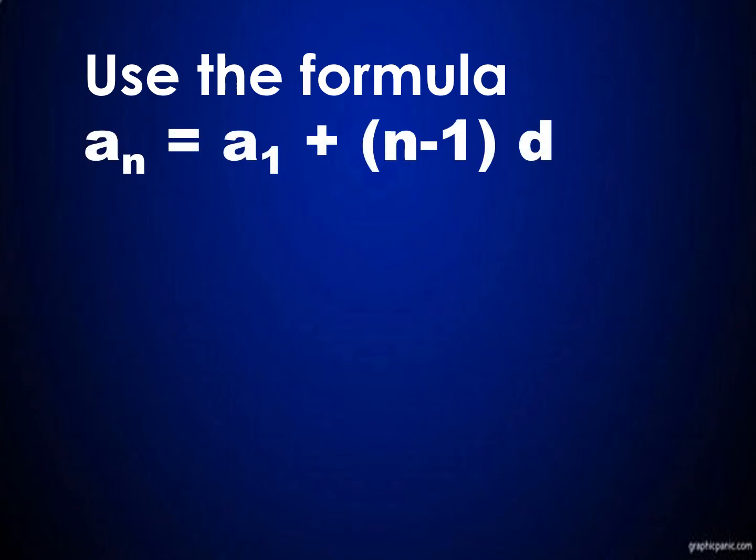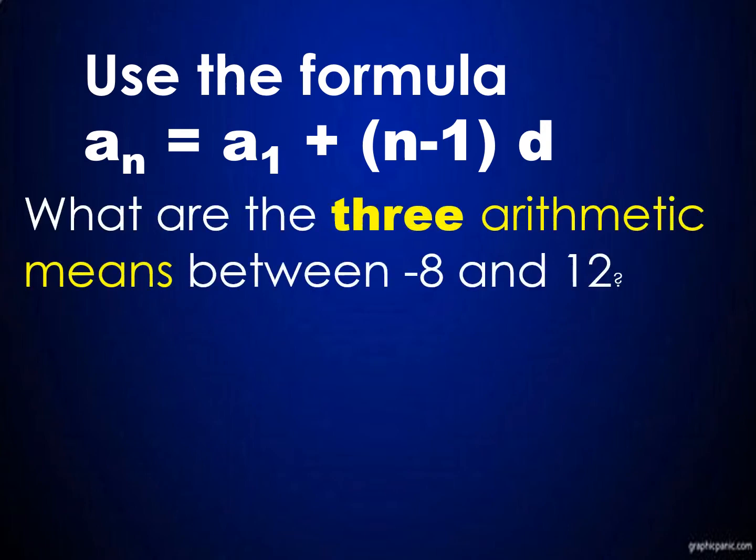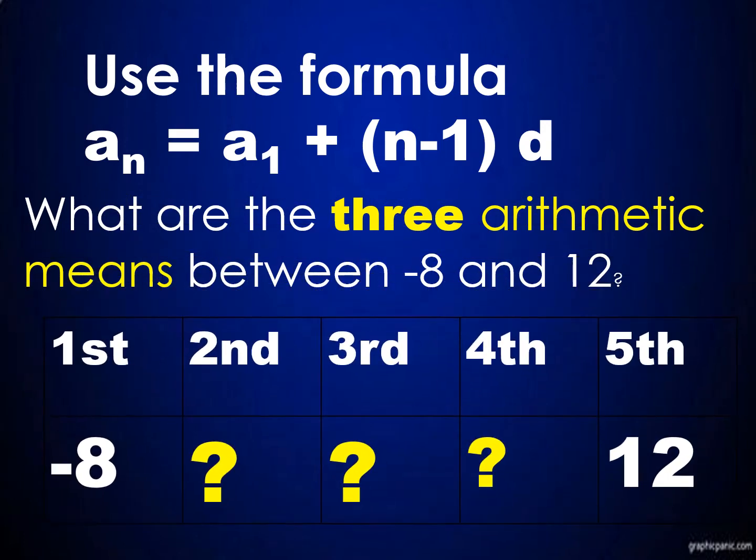Next. Oh, this time you have to use the formula. a sub n is equal to a sub 1 plus n minus 1 times d. What are the three arithmetic means between negative 8 and 12? So, gamit tayo ng formula this time. So, again, meron tayong dalawang given na terms. So, our a sub 1 is negative 8. Then, a sub n is equal to 12. Then, n is equal to 5. So, we're looking for d.